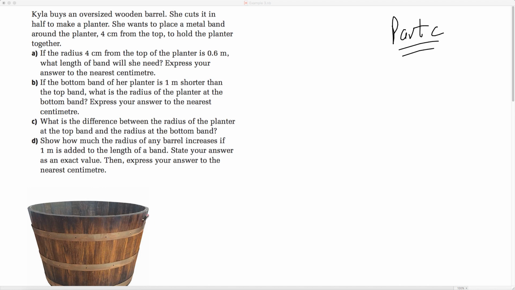So if we're trying to find the difference in radius, this one's going to have a larger radius, this one's going to have a smaller radius, if these are the two bands that we're talking about. We were told that this was 0.6 meters. They don't ask us for specific units here.